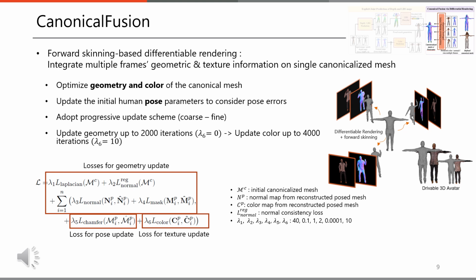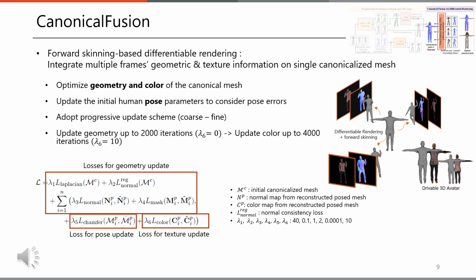First, we render the normal and mask images from the posed meshes reconstructed from each frame. Then, we update the geometry of the initial canonical mesh. Here, we select a reference frame with the smallest chamfer distance with the canonical SMPLX mesh for multiple input images and use the reference frame as an initial canonical mesh.